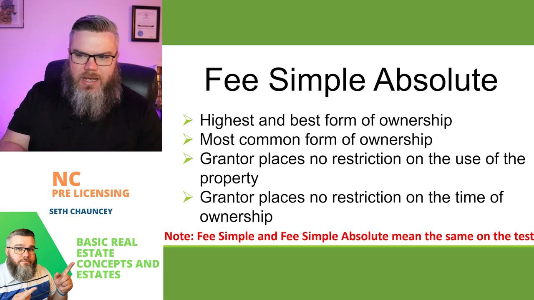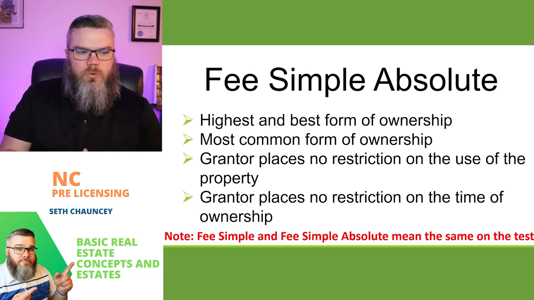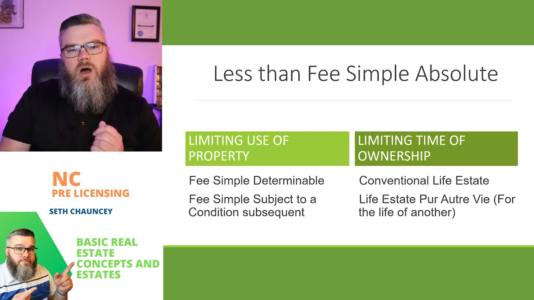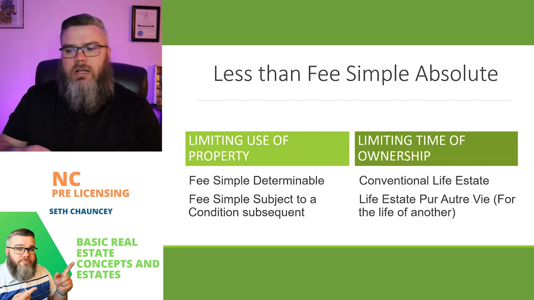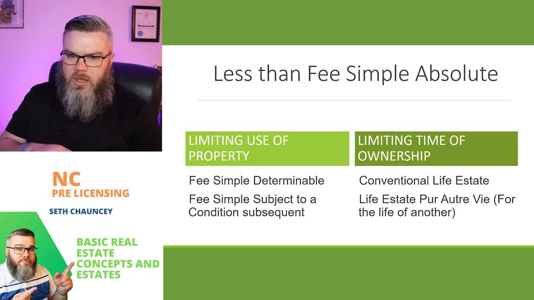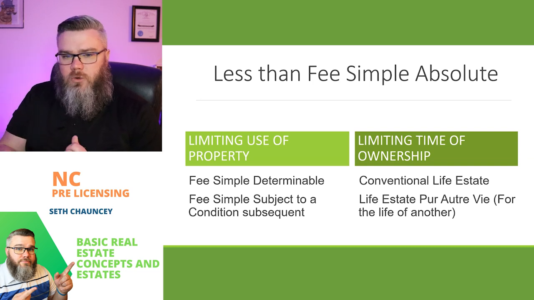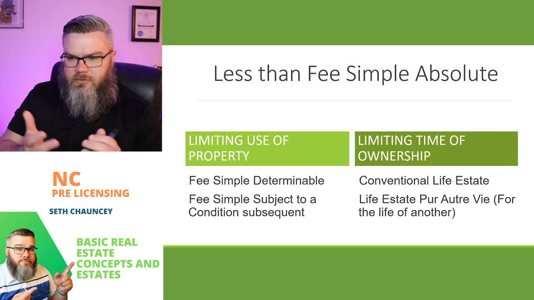So there is no restriction on time, no restriction on use. Fee simple absolute. And as I told you, if you're getting anything less than fee simple, it's either limiting the time or it's limiting the use. And that's where these other two came into play. Limiting the use was the two different types of qualified fee, also called defeasible. The two different types were determinable and subject to a condition subsequent. If we wanted to limit your time, it is a life estate. Either it be conventional, where the life tenant and the measuring life are the same, or a life estate per autre vie, where the life tenant and the measuring life are different people.